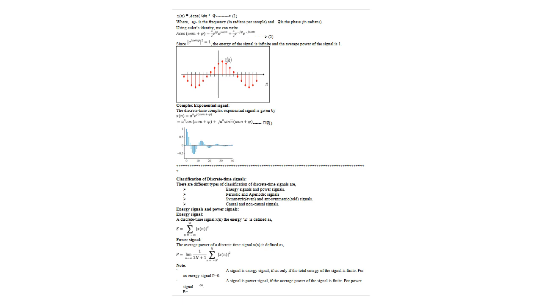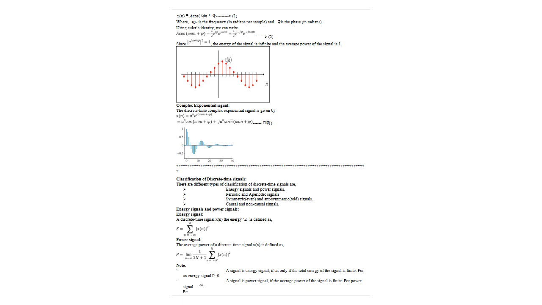Energy signal means, for the discrete time signal x of n, the energy is defined as E is equal to summation n equal to minus infinity to infinity modulus x of n the whole square. Next thing will be the power signal, that is, the average power of the discrete time signal, which will be P is equal to limit n tends to infinity 1 by 2 n plus 1 summation n is equal to minus n to n modulus of x of n the whole square.